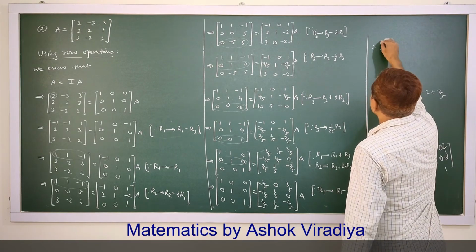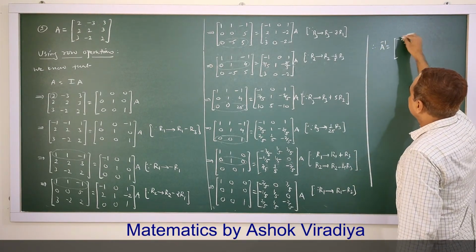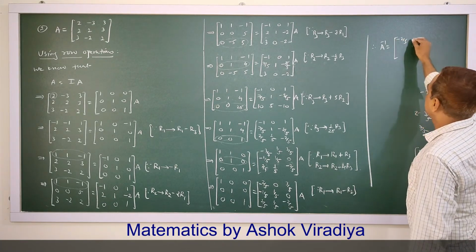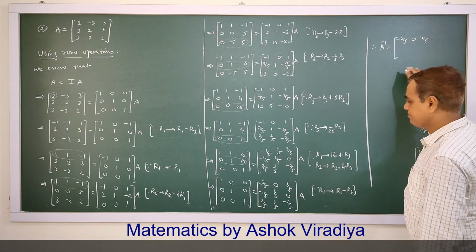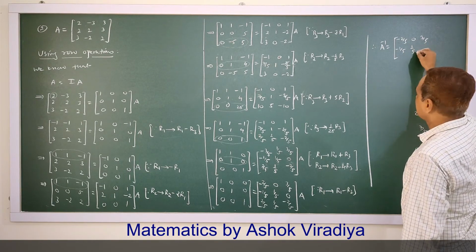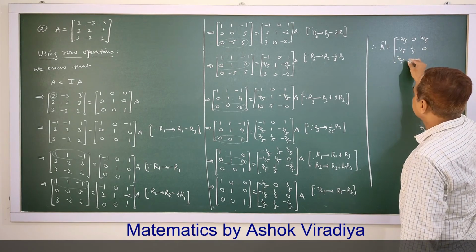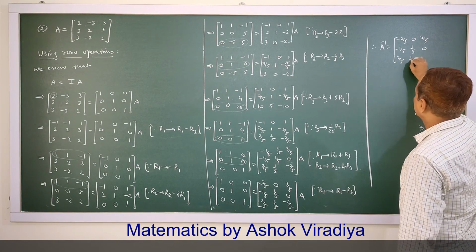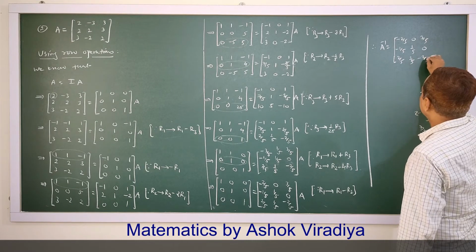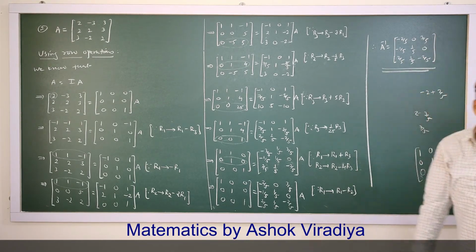Therefore, A inverse is minus 2 by 5, 0, 3 by 5, minus 1 by 5, 1 by 5, 0, 2 by 5, 1 by 5, minus 2 by 5. So it is A inverse.